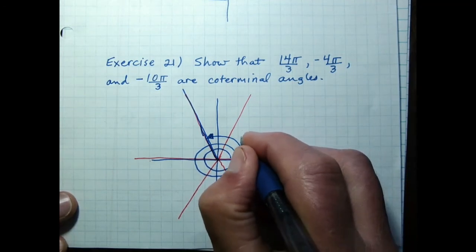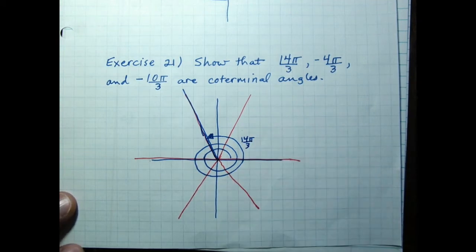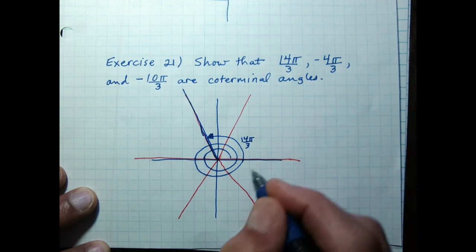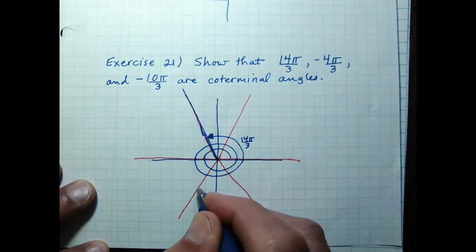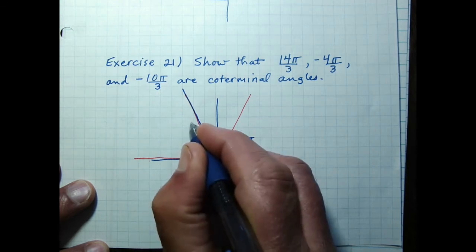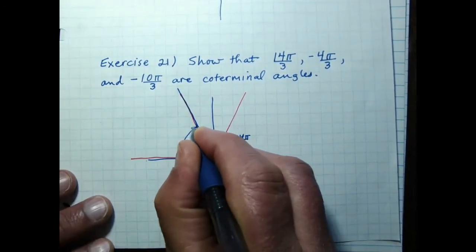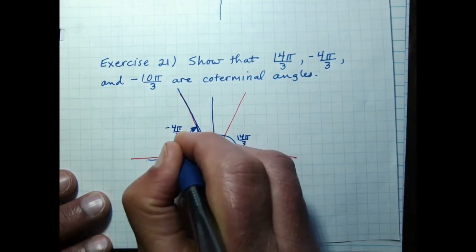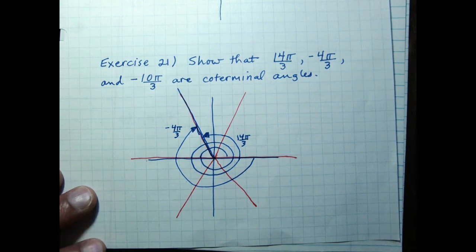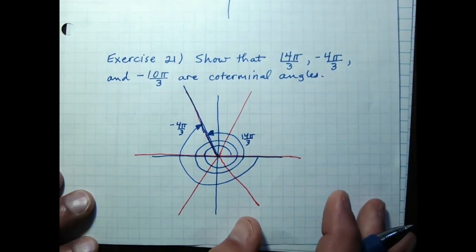If I can fit all these guys on the same picture here. Negative 4 pi over 3. I want to move in a negative direction. Negative 1, 2, 3, 4. Yep, sure enough, there's negative 4 pi over 3 in standard position. Same terminal side.